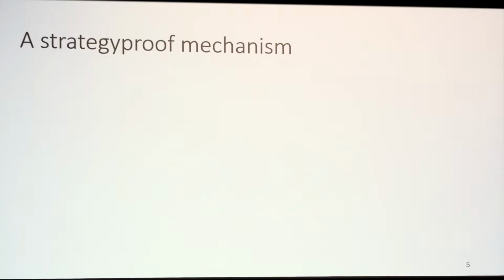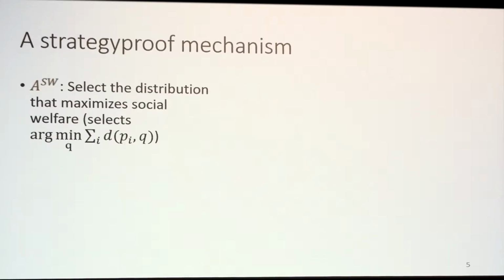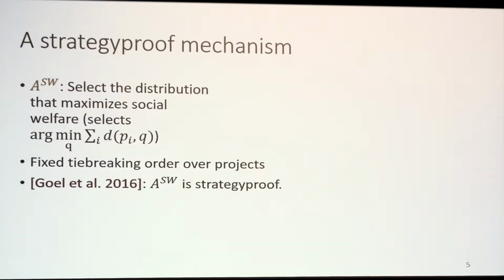So let me give you something that is strategy proof. It's what I'll call the social welfare maximizing mechanism, ASW. What this does is just select the distribution that minimizes the sum of L1 distances from each of the voters' reports. This may not be unique, so let's also define a fixed tie-breaking order over the projects. This has been studied before in exactly this setting by Shishko and co-authors, and what they showed is that this mechanism is strategy proof.